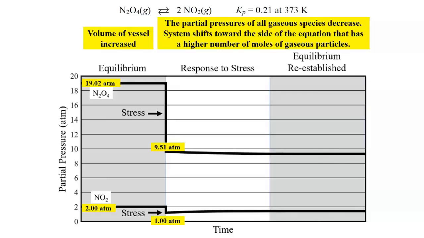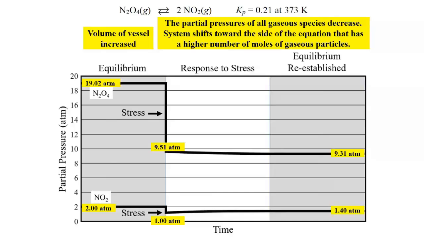Well, it's going to respond by trying to increase the pressure. That's going to be the response to the disturbance. There was a sudden decrease in pressure for both gases. So it's going to shift to whichever side of the equation has a higher number of moles of gaseous particles. And that happened to be from left to right.